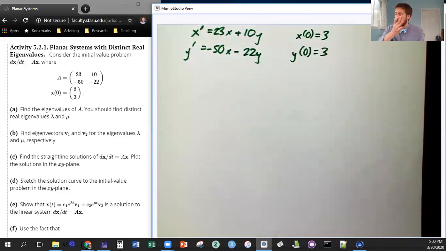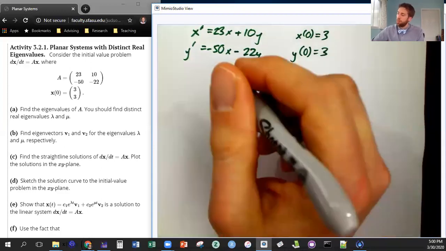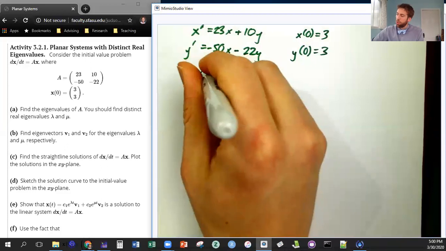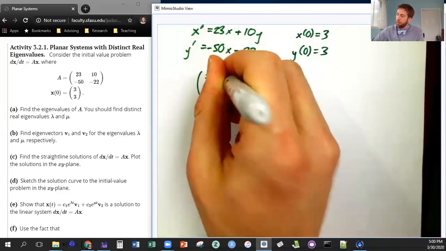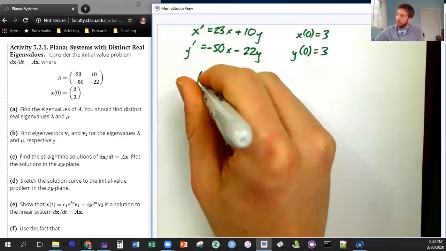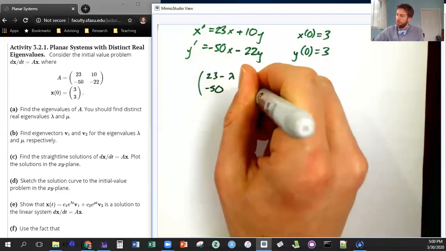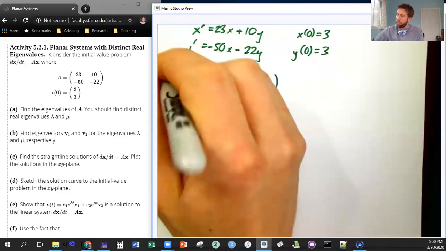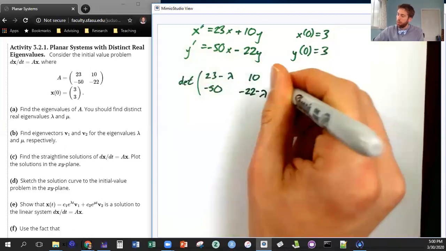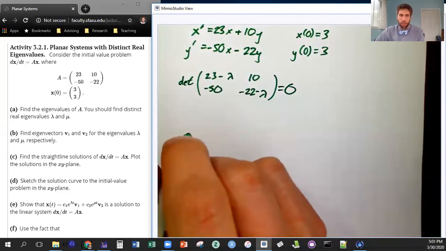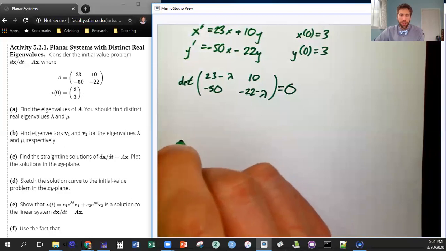Okay, so now we need to find the eigenvalues and eigenvectors of this matrix. So, 23 minus lambda, and then 10, and then negative 50, and then negative 22 minus lambda. We'd like to determine that, set it equal to 0. Let's see what we get. These numbers are big. This could be fun.